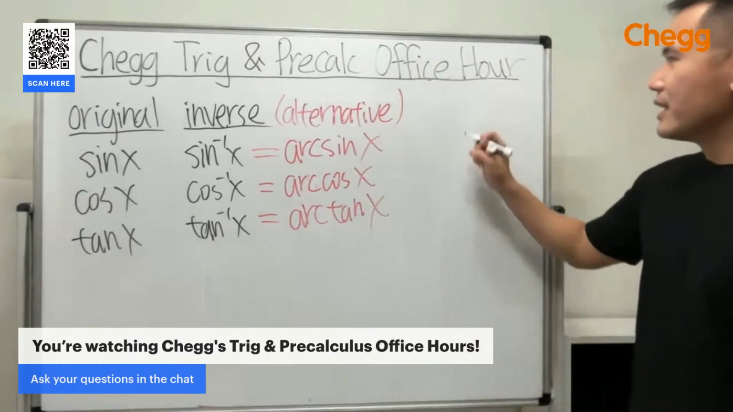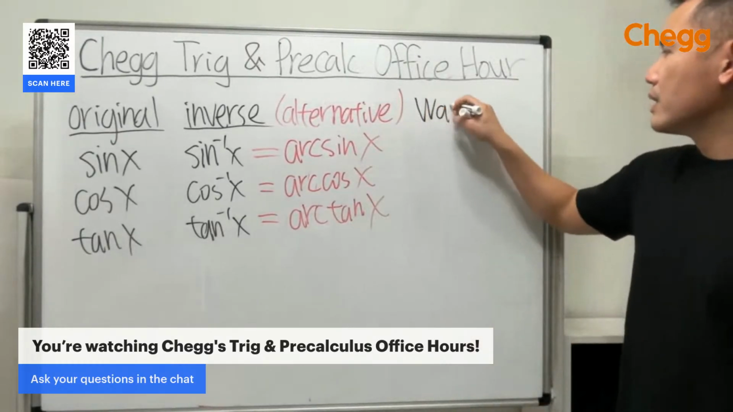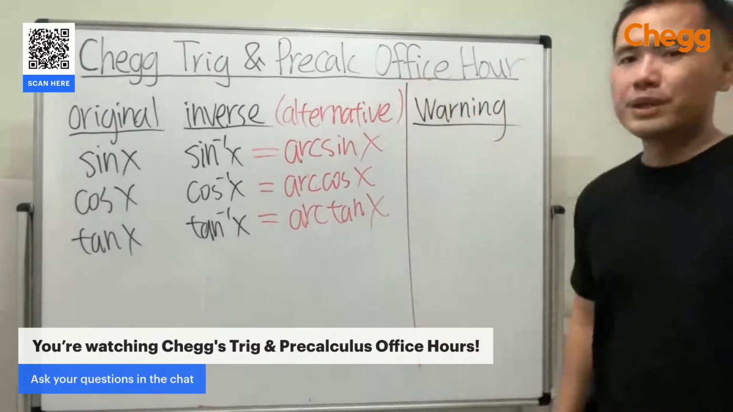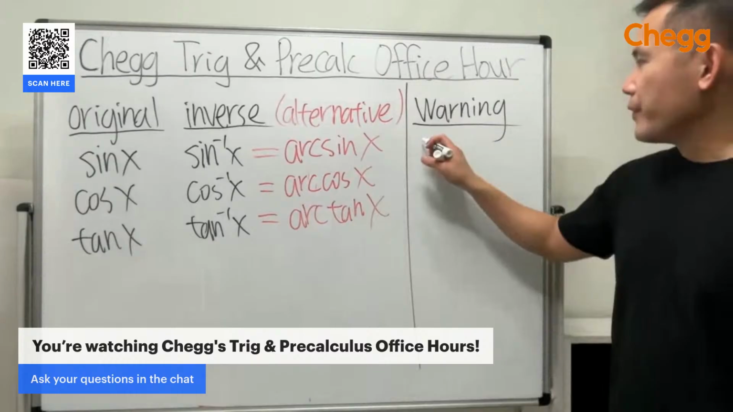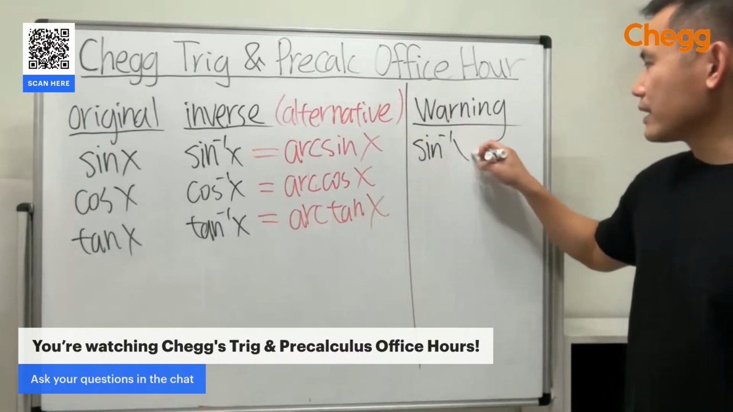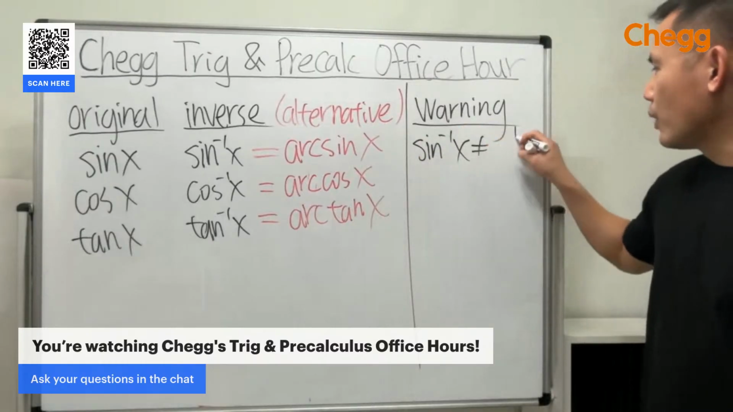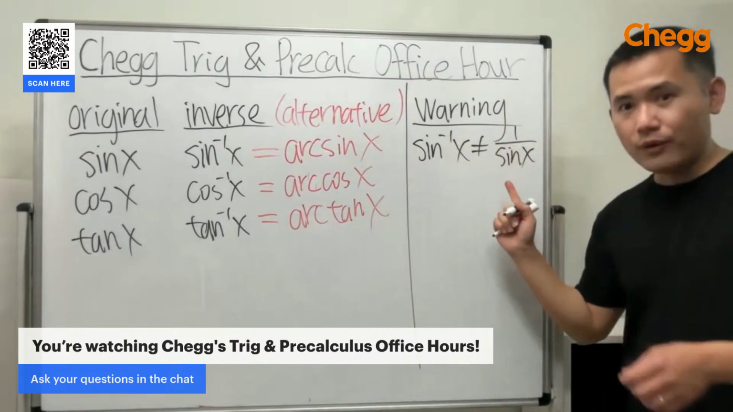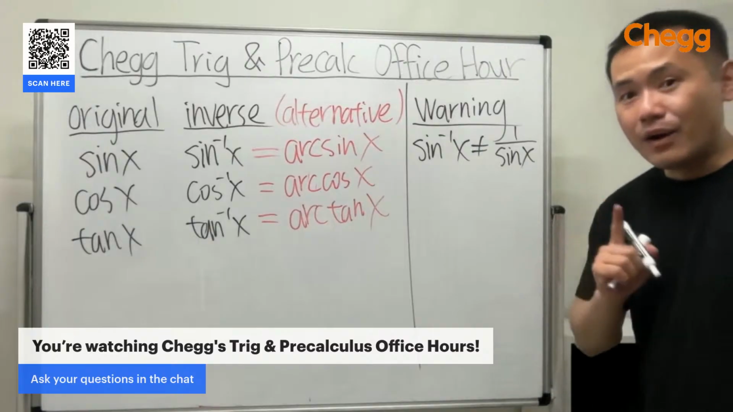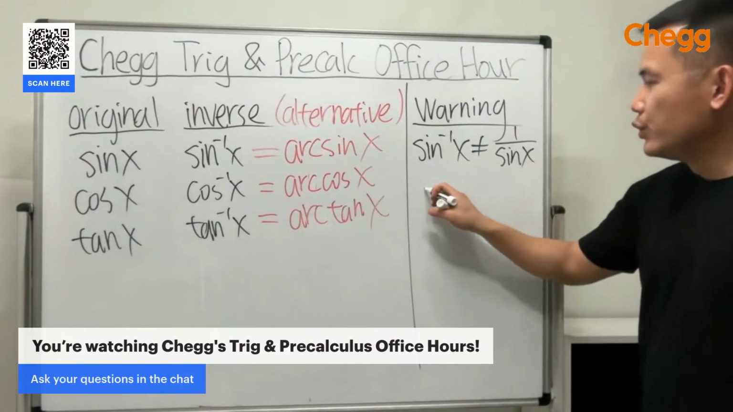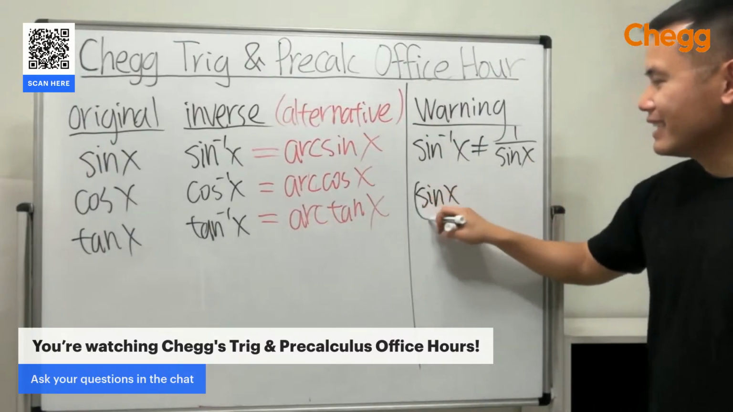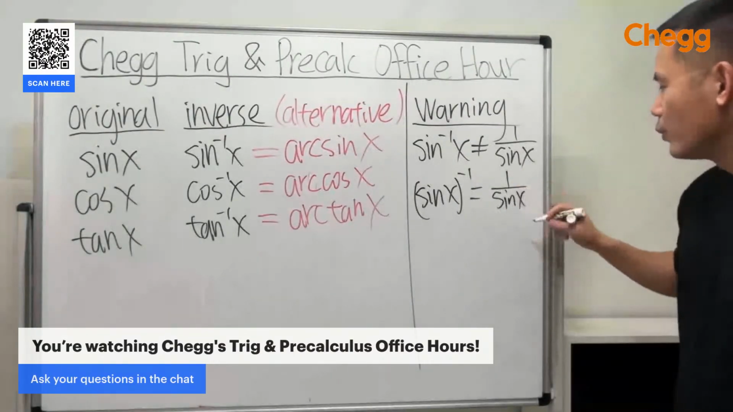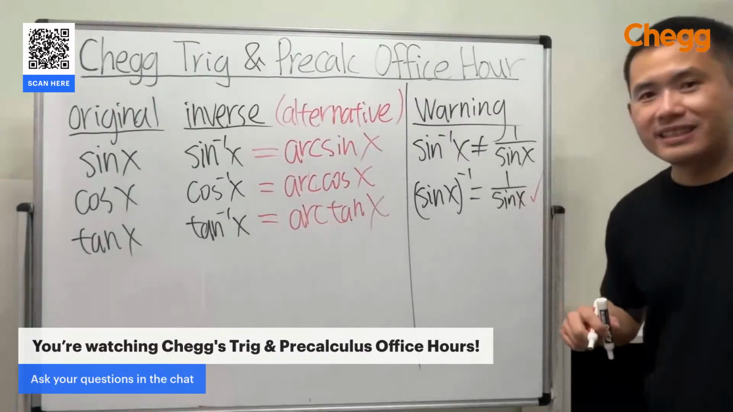So here is the warning. Be super careful right now. Here, when you have sine -1 like this, it is not the same as 1 over sine x. The -1 doesn't mean the 1 over. However, if you do want to say this right here, you will have to write sine x and then raise to a -1. This does mean 1 over, so that's a check mark.